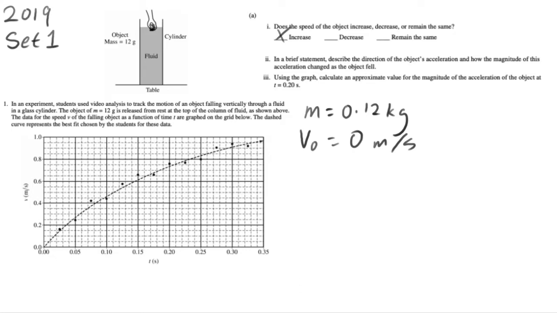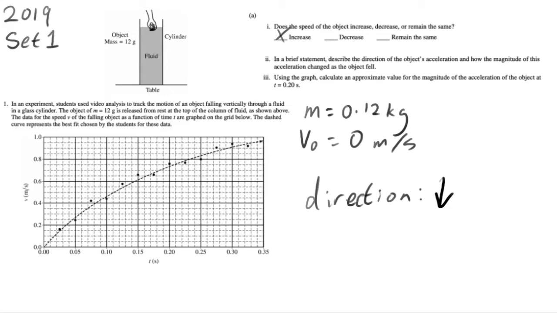Part A, double I. In a brief statement, describe the direction of the object's acceleration and how the magnitude of this acceleration changed as the object fell. So we know that the object experiences both a gravitational force and a drag force, and we know that the object is released at rest. So since the object is falling towards the table, it should experience an overall downward acceleration. If it didn't experience any acceleration, it would just stay at rest. If it were to experience an upward acceleration, it would be flying up into the air, which does not happen. So we know that the direction of the acceleration is downwards.